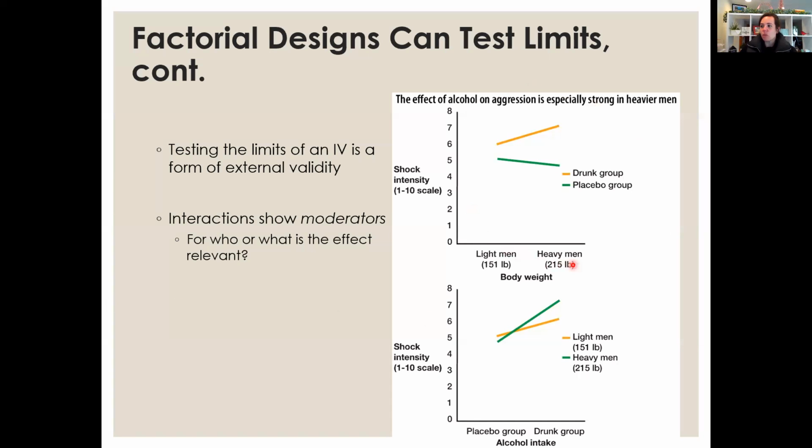These are the results that we see. Now, obviously, they didn't randomly assign them to the weight category, right? The independent variable of weight, you can't randomly assign it. Either you are a light man, which is 151 pounds and lighter.